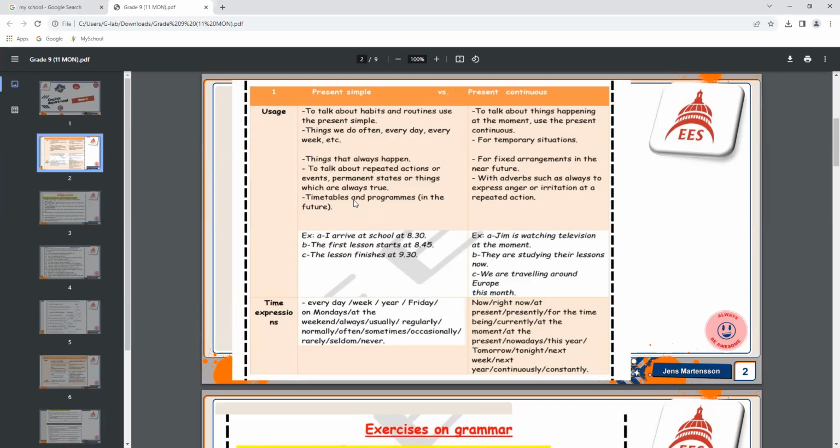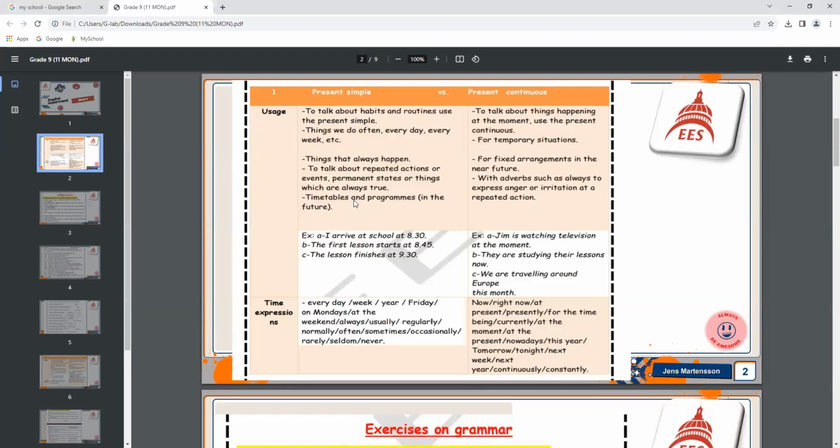Okay, we can also use it for things that always happen, like facts or things that are completely true. Maybe I can say the sun rises in the east. Okay, what else? We can use it to talk about repeated actions. And also look at this point, permanent states.